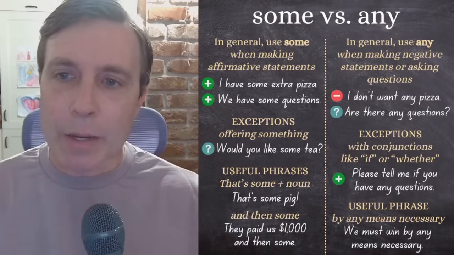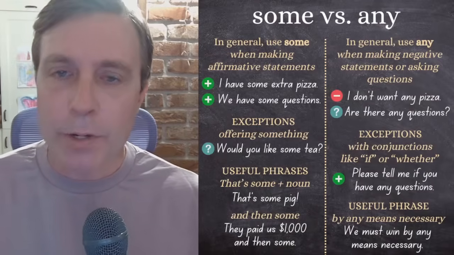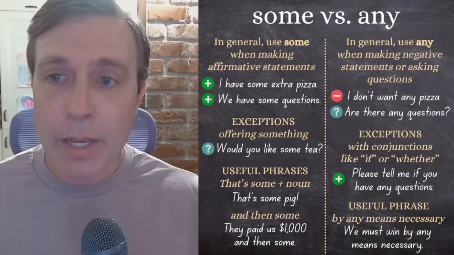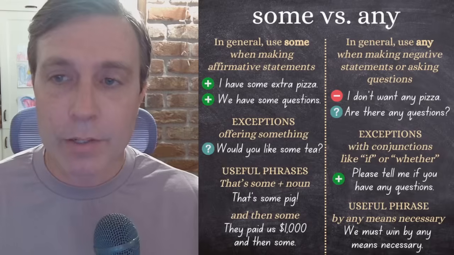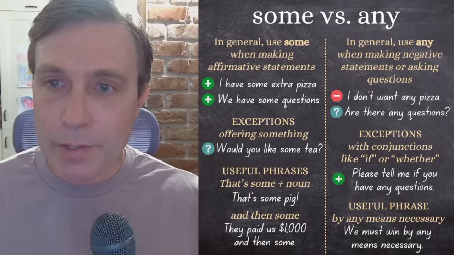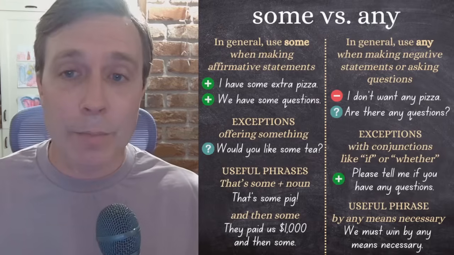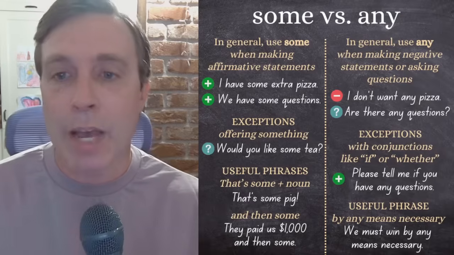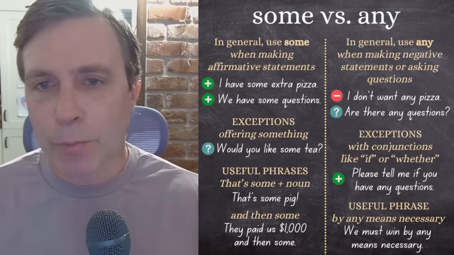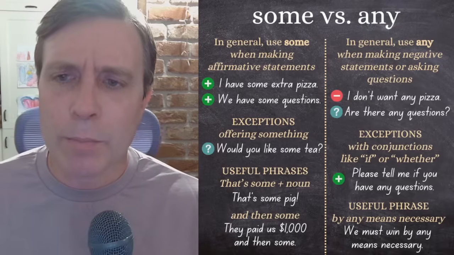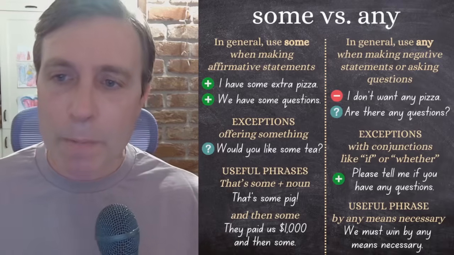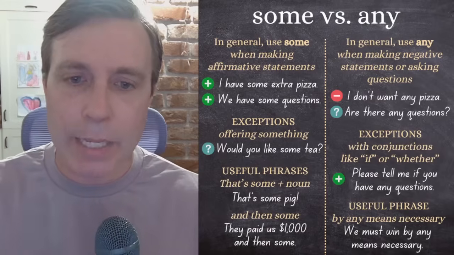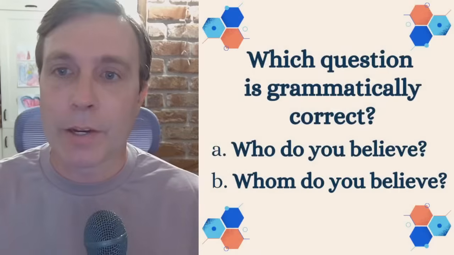Some exceptions with any: with conjunctions like if or whether. It's an affirmative statement, but you would use any. Please tell me if you have any questions. So again, are there any questions? But if you use a statement, we have some questions. Or I'm making a statement, please tell me if you have any questions. And then again, this useful phrase, I think there was another one, I didn't really have room, but by any means necessary. We must win by any means necessary. That you're going to do everything you possibly can in order to win, by any means necessary.